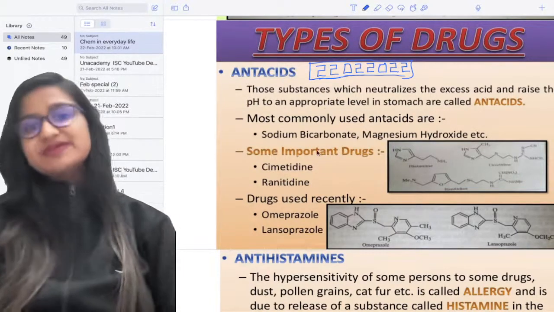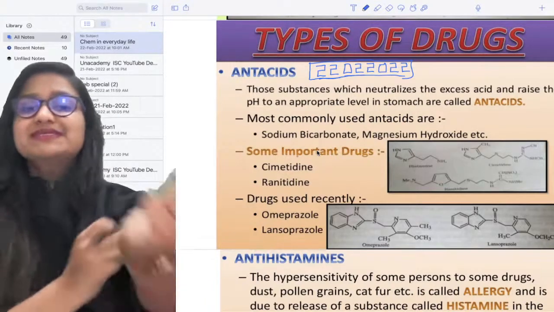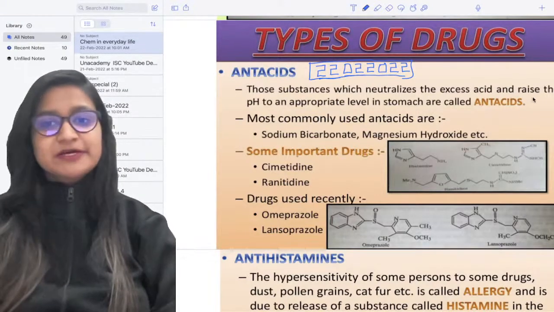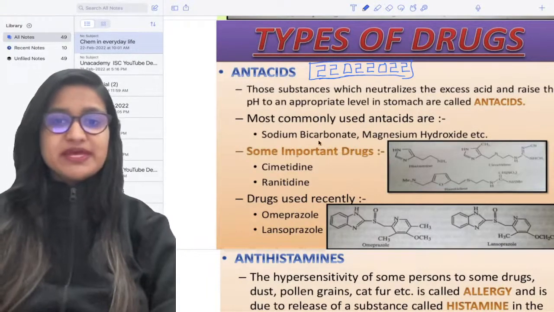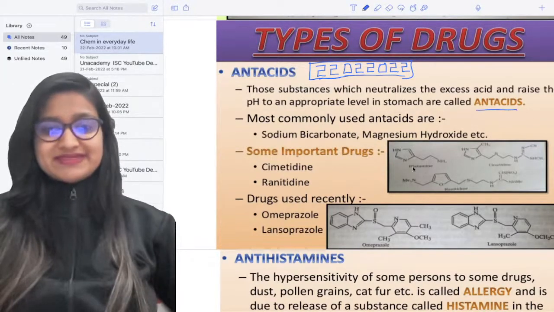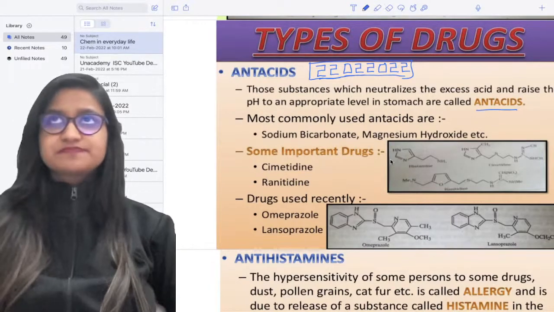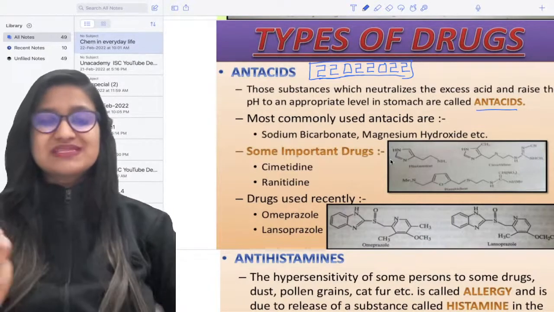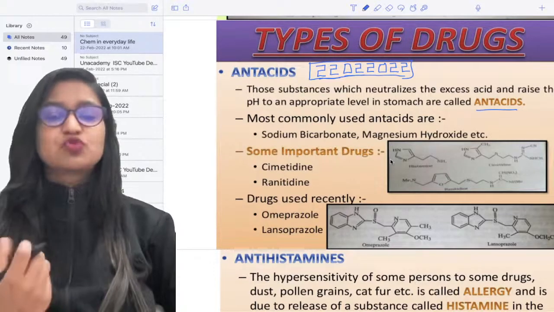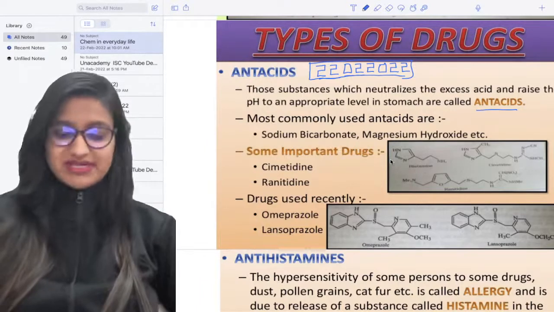Yes. So we can see that antacids, substances which neutralize the excess acid and raise the pH to an appropriate level in the stomach, are called antacids. If you look at the most commonly used antacids, these are nothing but sodium bicarbonate or magnesium hydroxide.